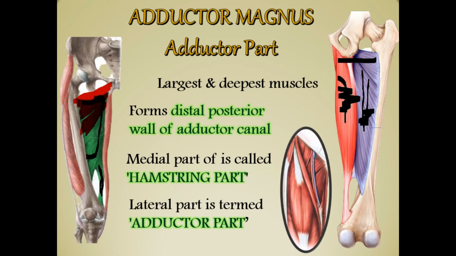Inferiorly you can see this is the hamstring part, and posteriorly the hamstring part is more visible, because the adductor part is part of the medial compartment of the thigh, whereas the hamstring part is part of the posterior compartment of the thigh. So they are quite different in their actions. The adductor part will act as the muscles of the adductor compartment, whereas the hamstring part will be quite opposite to the adductor part.